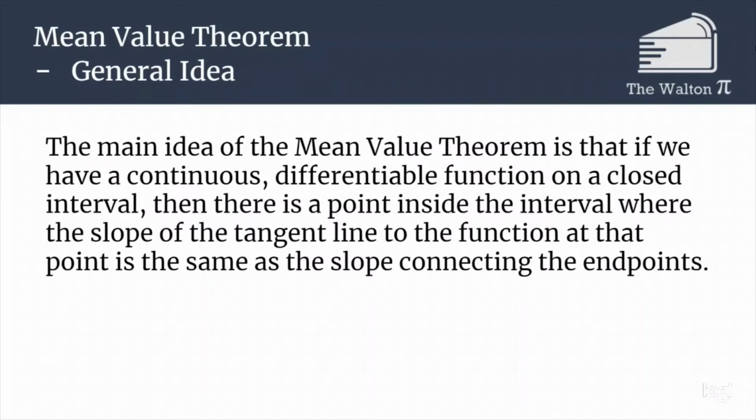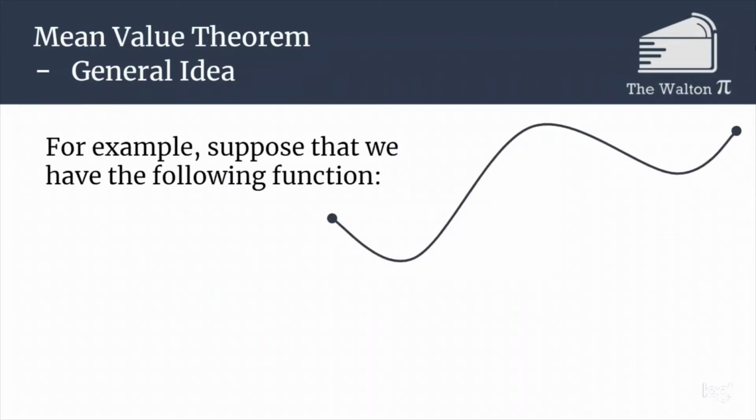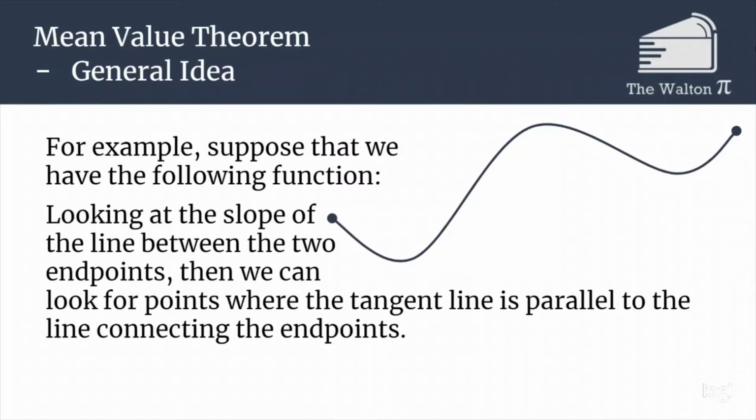Now that's a little hard to digest all at once, so we're going to break it down a little bit. So let's look at the following function on the closed interval, because we have solid endpoints at both ends. The mean value theorem is going to be able to tell us something about this function. So if we look at the slope of the line that connects the two endpoints, then we can try and look to see, are there any points in between those two endpoints where the tangent line is parallel to this line? Well, there's one there, there's another one there, and there's a third one there. So in this particular example, there are 3 points where the slope of the tangent line is the same as the slope of the line that connects the two endpoints.